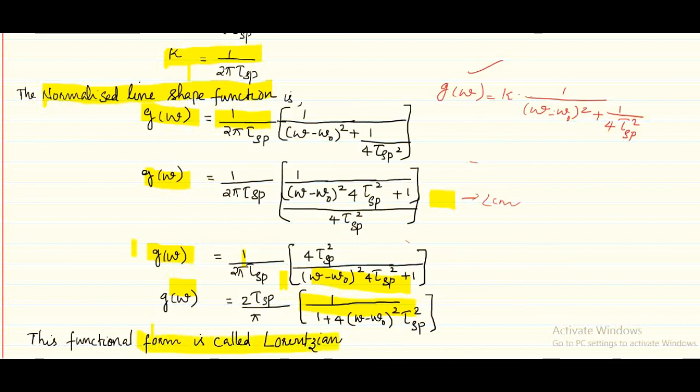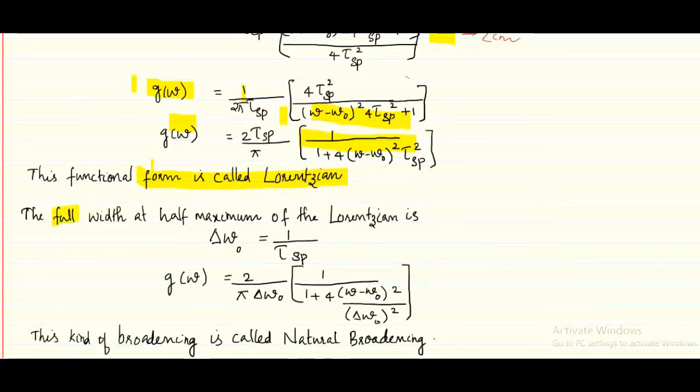And this form is called the Lorentzian. The full width at half maximum of the Lorentzian is given by delta omega 0 equals 1 by tau sp. So the above equation of g omega can be written as g omega equals 2 by pi delta omega 0 into 1 by 1 plus 4 omega minus omega 0 whole square by delta omega 0 square. And this kind of broadening is called natural broadening.